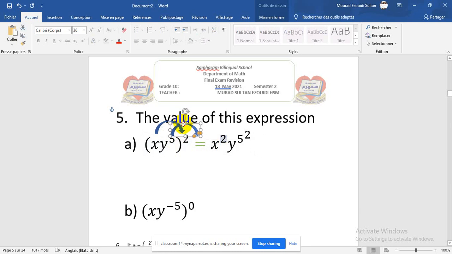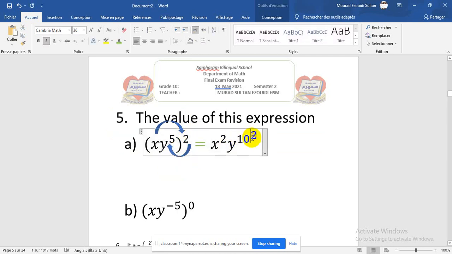Then here we can see y to the power 5, multiplied by 2. I will make it like that to be clear for you. Look, y to the power 5 multiplied by 2, because here I should multiply 2 by 5. 2 by 5, my learners, is 10.